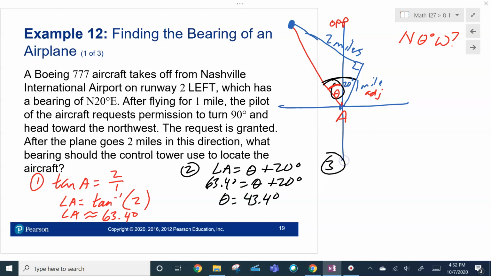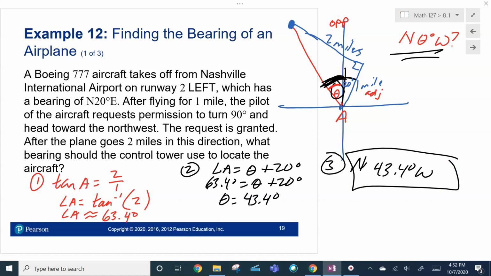So what's the bearing? Well, then we say it's off the north, 43.4 degrees west. North, 43.4 degrees west.